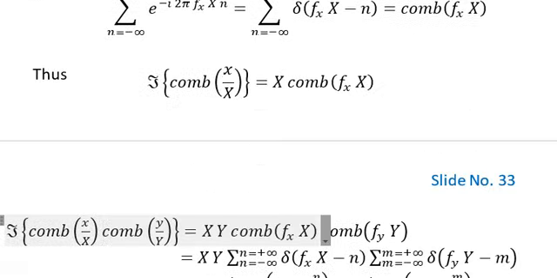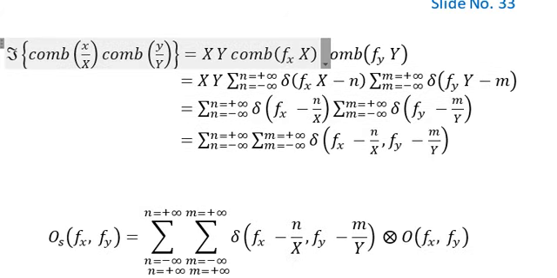So the other will contain the two comb functions. The Fourier transform of comb1 and comb2 is equal to capital X into capital Y comb of fx into capital X multiplied by comb of fy into capital Y. Now you can put in the summation signs that we have evaluated earlier, and then you can combine two delta functions together, because these two are one-dimensional delta functions. You can combine them in the form of two-dimensional functions, but before that you can use their identity.